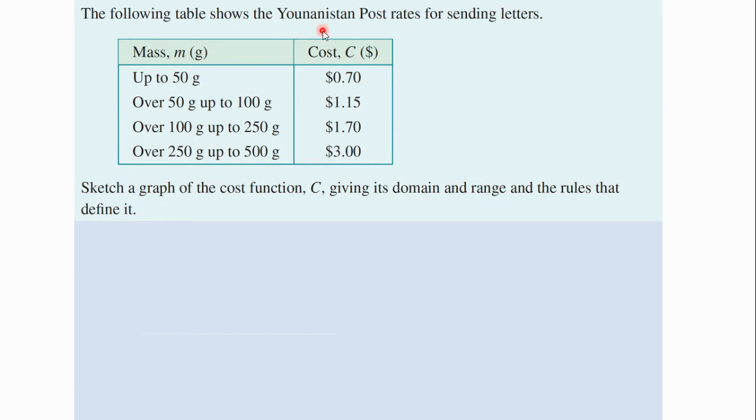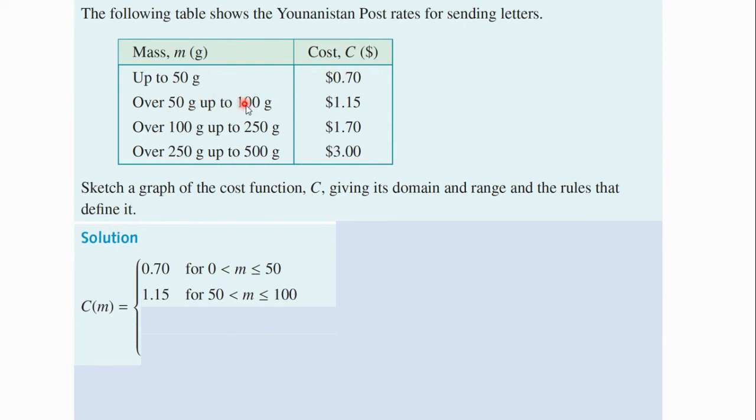Lovely stuff. So if we're going to sketch that graph, what sort of graph is this? Shout it out loudly. Hybrid function or piecewise. Yep, I think I could just about hear you. So if the letter is up to 50 grams, it's going to cost 70 cents. If it's 10 grams, 20, 30, 40, 50 grams, does it include 50? It does include 50. So if it's exactly 50 grams, it'll cost 70 cents. If it's between 50 and 100, it doesn't include 50 because that is in the previous category, but it does include 100, $1.15, etc.